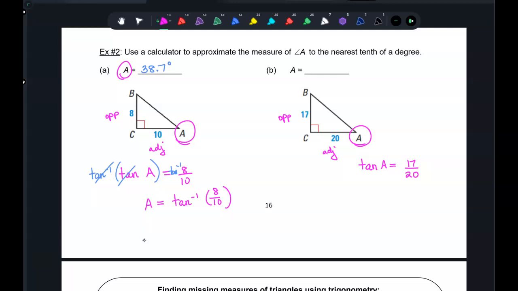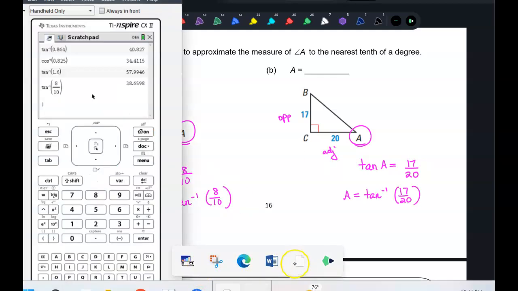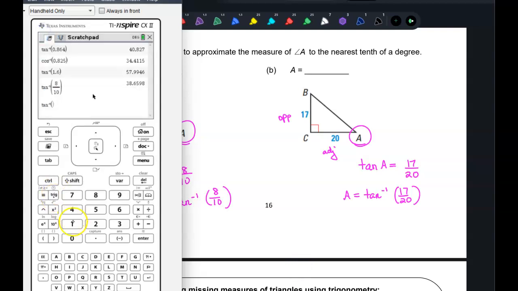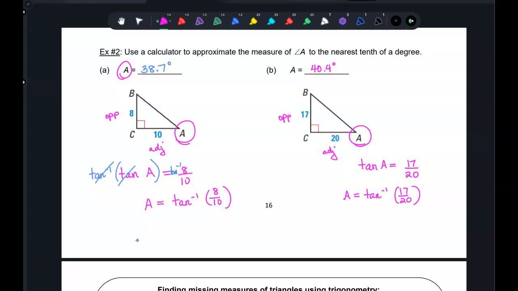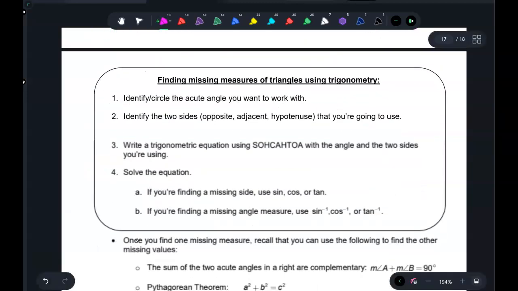Now what? We've got to get rid of the tangent, so we're going to take tangent inverse. What do we get? 40.4. Perfect. 40.4 degrees. Good. So it all comes back to these same formulas. It's just if you're trying to find an angle measure, you're going to use that little -1 option. Okay.